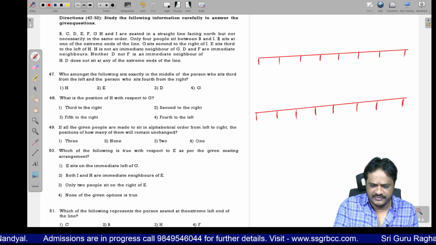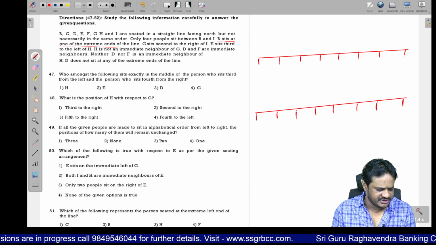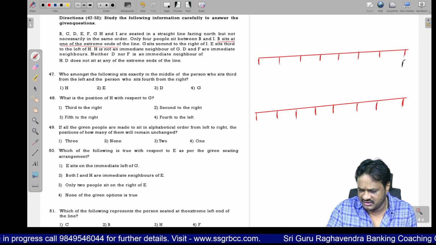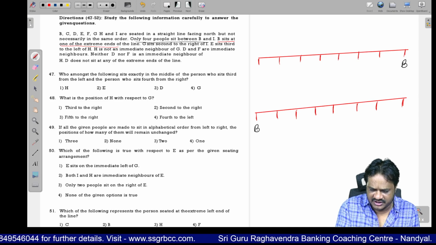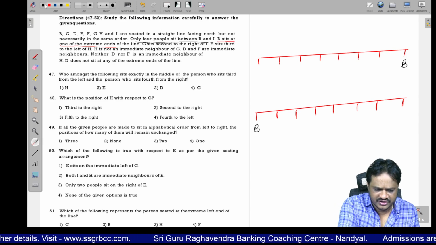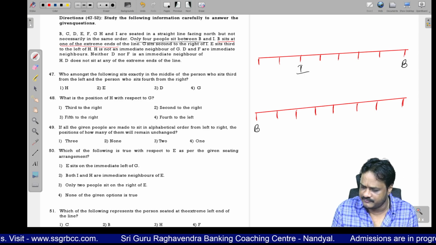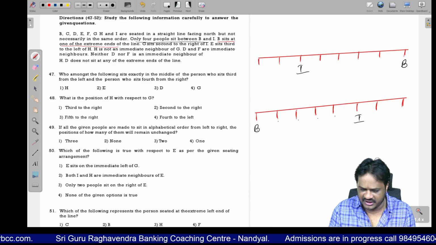Now, B is at one extreme end of the line. It can be either the left end or this end. Only 4 people are there between B and I. So 1, 2, 3, 4. After that, you write I.